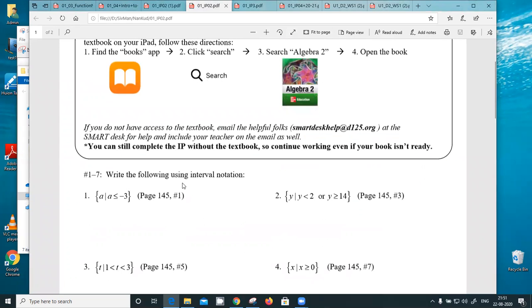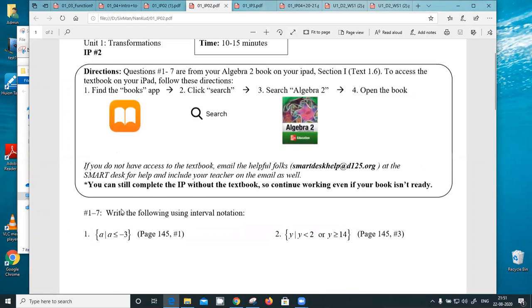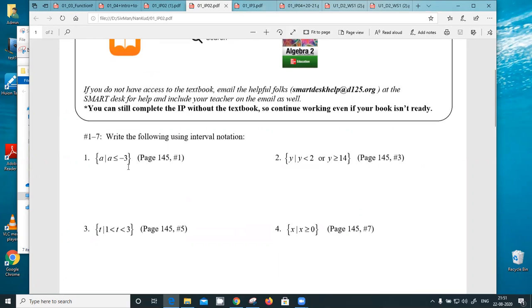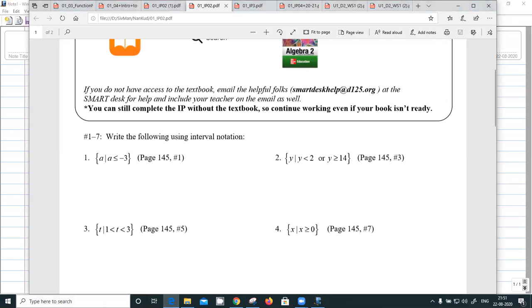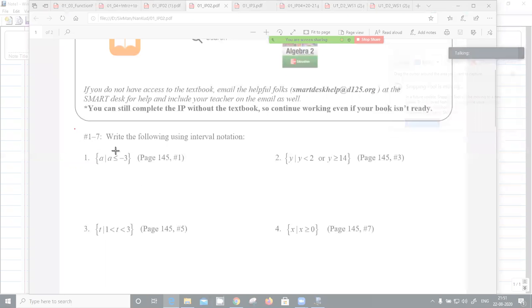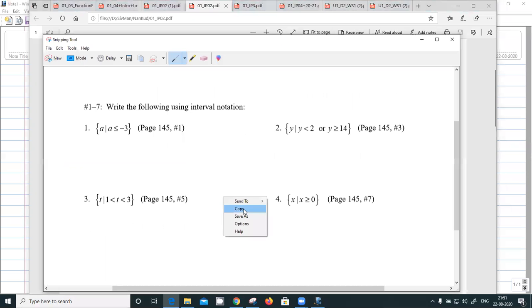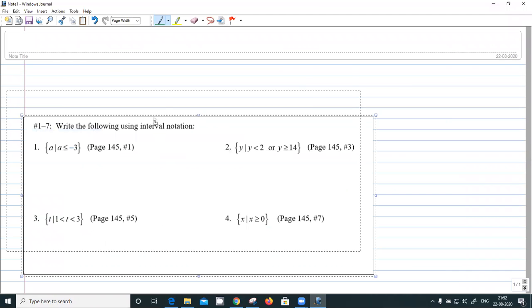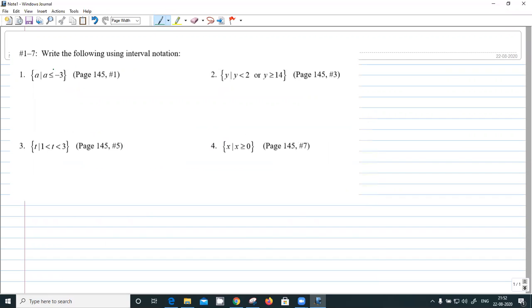Okay, right, following using intervals. A less than or equal to -3, right? So it is from minus infinity to -3. So the first one, the interval will be minus infinity to -3.